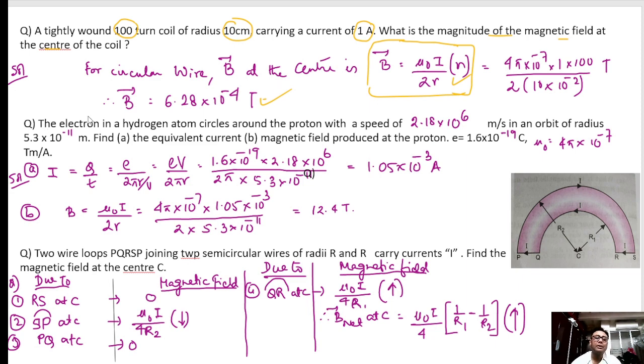Similarly, the electron in a hydrogen atom circles around the proton. The speed of the electron is given to us.